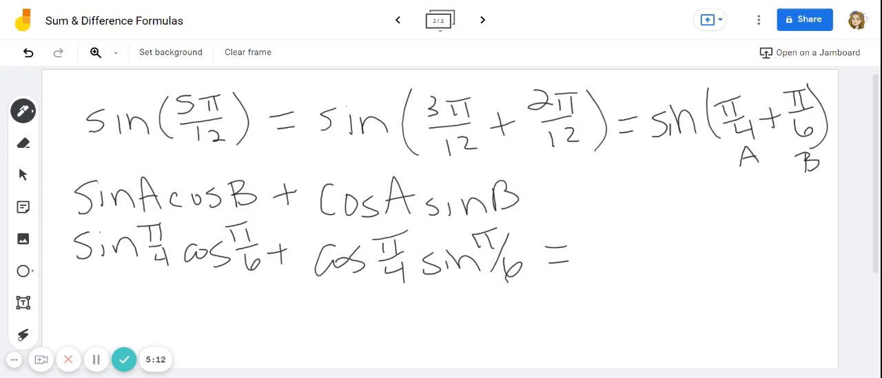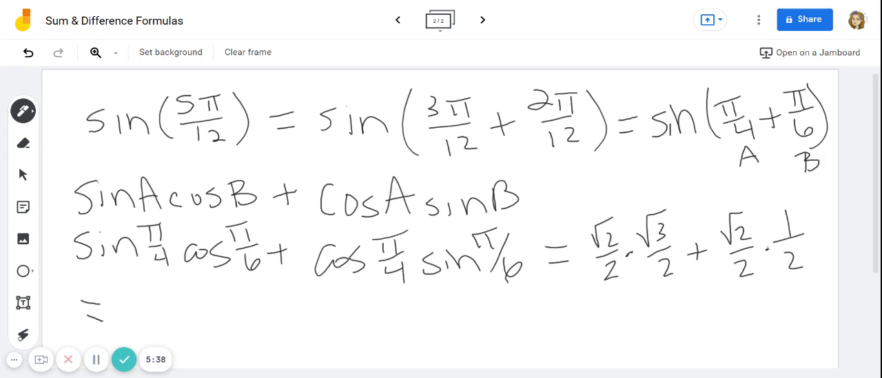Again, this is where knowing our trig values makes these go a lot faster. Sine of pi over 4 is square root of 2 over 2. We're going to multiply by cosine of pi over 6, which is square root of 3 over 2. And then we want to add cosine of pi over 4, square root of 2 over 2, times sine of pi over 6, which is 1/2.